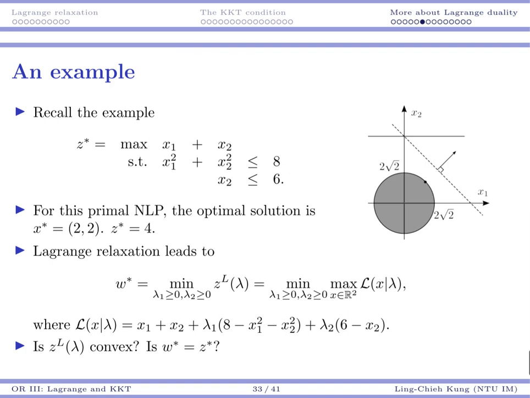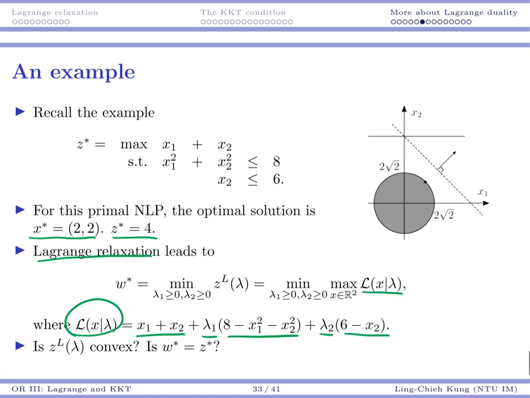The example is something we mentioned. So we are maximizing x1 plus x2 subject to one useful constraint which gives you a circle, and another always non-binding constraint which is x2 should be less than or equal to 6. So previously we have shown the optimal solution (2, 2), z star 4. Lagrange relaxation gives us what? Our Lagrangian is f plus lambda slack plus lambda slack. Okay, so this is something we mentioned.